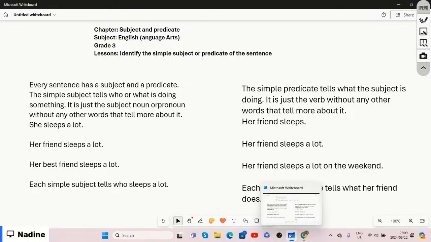We didn't do predicate on Friday. We only did it yesterday. Yesterday and today we're finishing off.